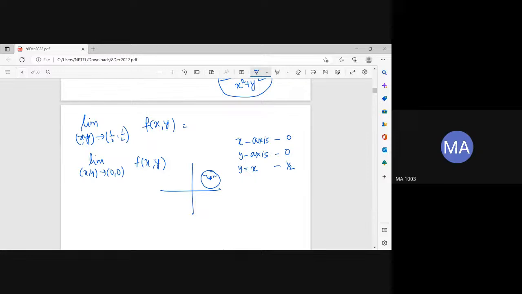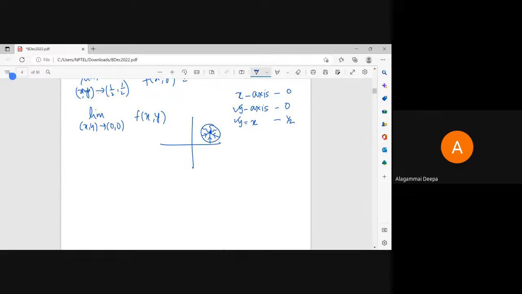Ma'am, if it is okay, suppose for some functions we check y is equal to x, the x-axis, the y-axis, and the limit is 0. But if you check y is equal to 2x or something, then you will get a different value. So to what extent, ma'am, do we have to go for checking? Is 3 enough or do we have to go for some more?